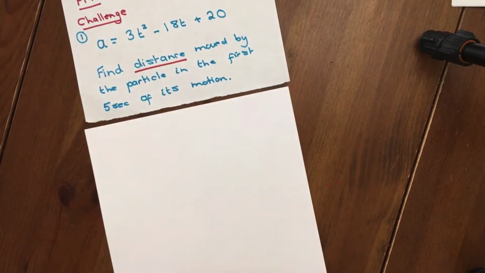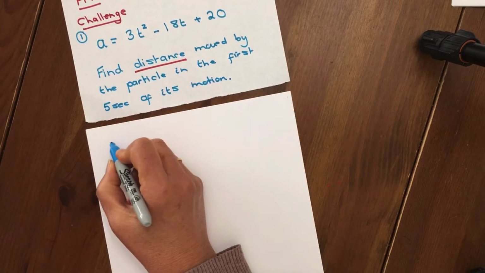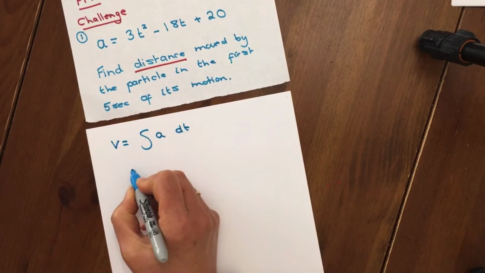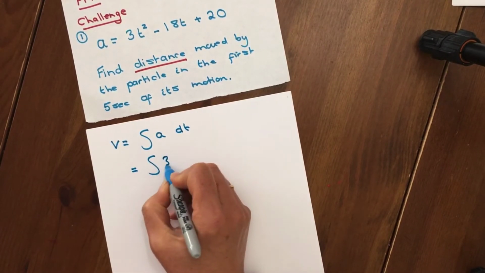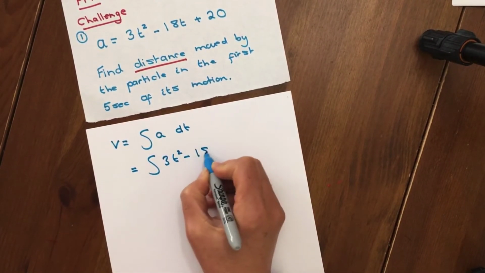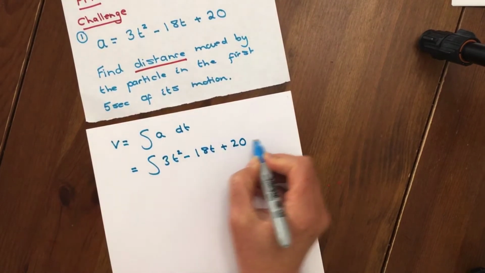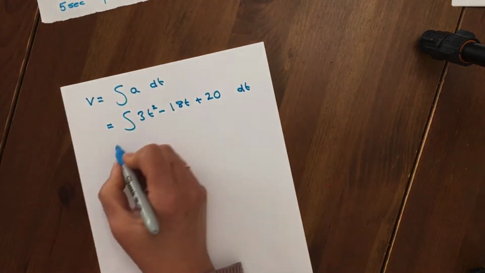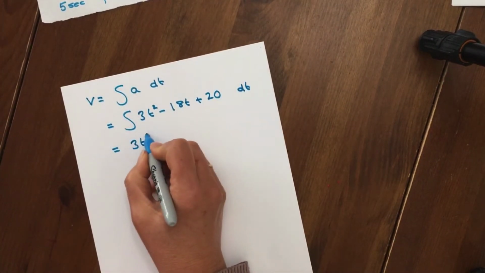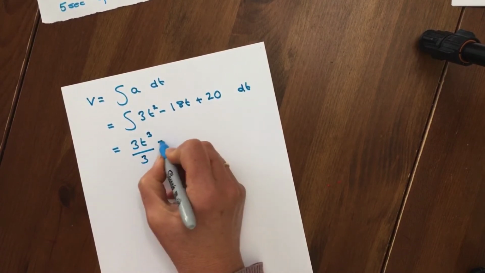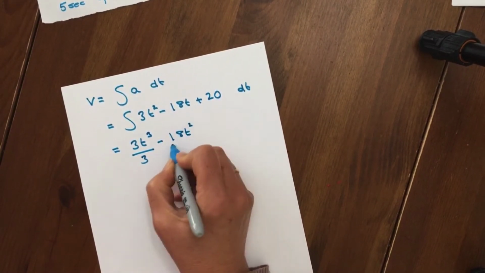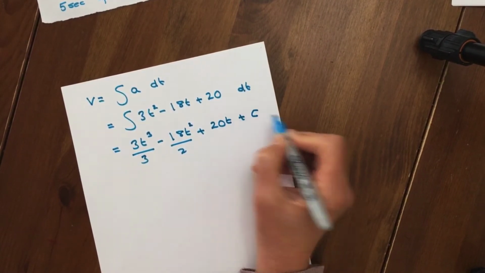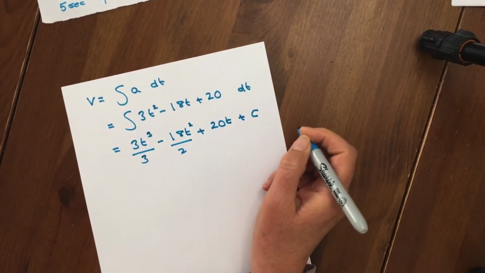So what I'm going to do first of all, I know that I can get velocity by integrating acceleration with respect to time. So if I integrate my acceleration formula, this formula here, with respect to time, I'll get my velocity. So let's integrate. Remember, when we integrate, add 1 to the power, divide by the new power. Add 1 to the power, and this will become t. And don't forget your constant of integration, very, very important.